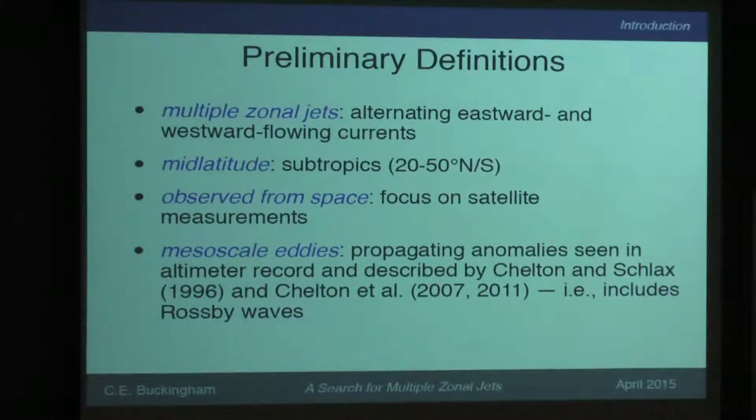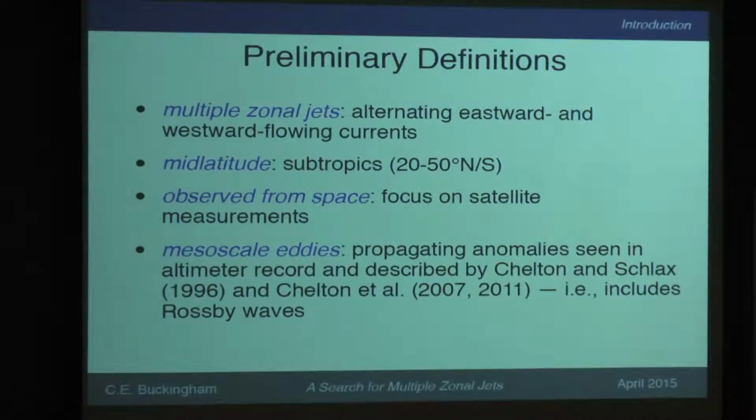Those are westward propagating features in the mid-latitudes or subtropics that are mesoscale, about 100 kilometers in size. They're seen in the altimeter record by Dudley Chelton, among many other people. This includes Rossby waves. I'm not discriminating between linear and nonlinear, if you know that whole discussion.